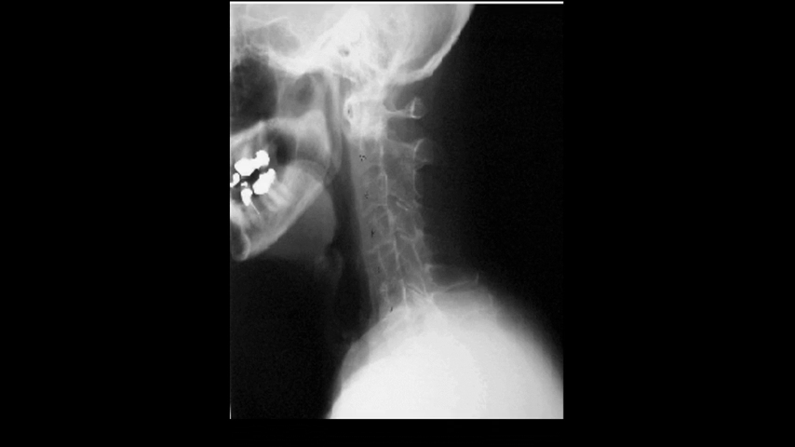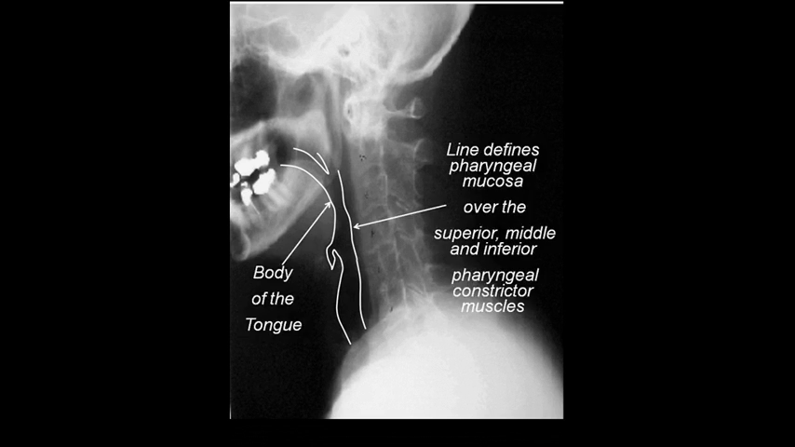Here we see a lateral neck X-ray with the soft tissues outlining the patient's airway. And here, the anterior border and the posterior border of the airway have been defined. They've been identified for you. Of particular importance, the posterior border defines the position of the pharyngeal mucosa with the pharyngeal muscles directly underneath, and the upper anterior border defines the body of the tongue. And it is at this point that the upper airway is at its narrowest.